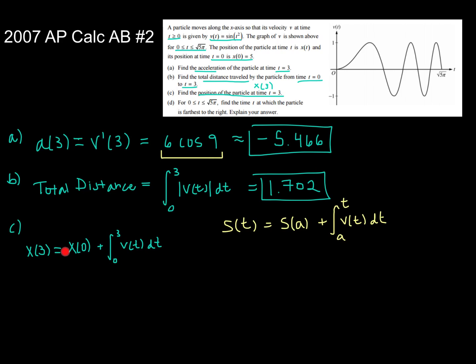Alright, now I know the position here. I wrote x of 0. You could have just put in 5 right off the bat, but I wanted to make it very clear where that's coming from. And regardless, you would get to this point where you now have 5 plus this displacement, and it would look like this.